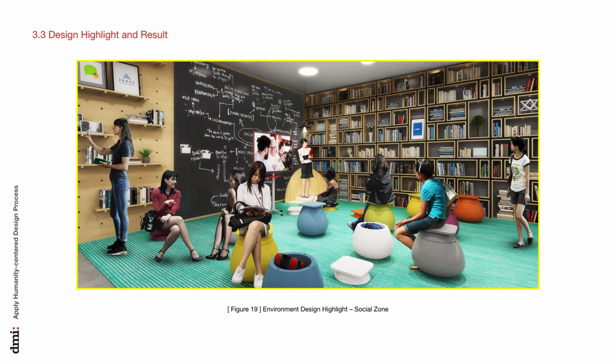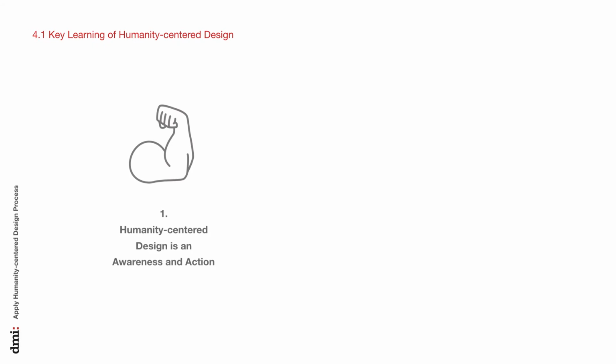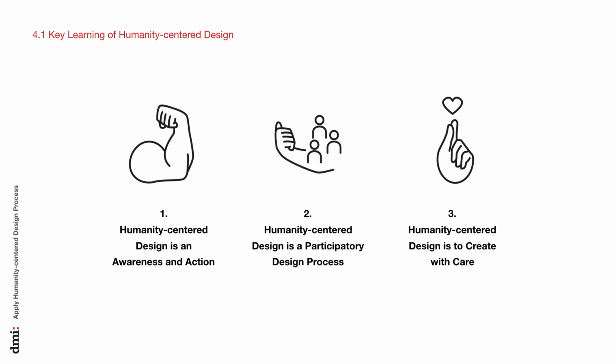Regarding the next step for the project, the rest of the design concept in the space needs to be realized to curate desirable user experiences for readers and librarians, and to meet their needs across three engaging layers: the individual layer, the community layer, and the society layer. So let's summarize the learnings. I will focus on one point, point 3. Humanity-centered design is to create with care.